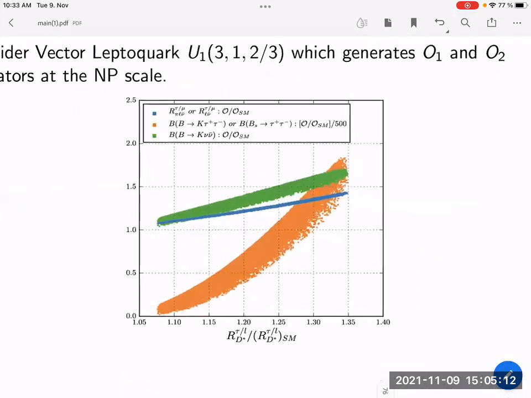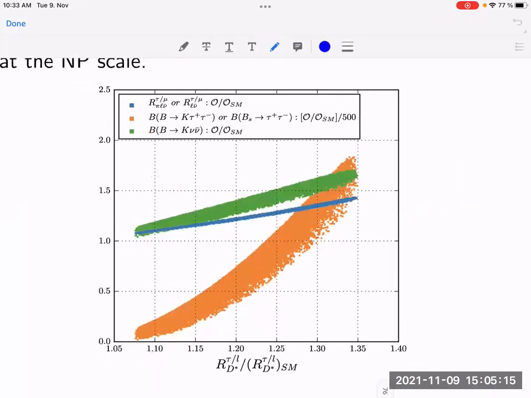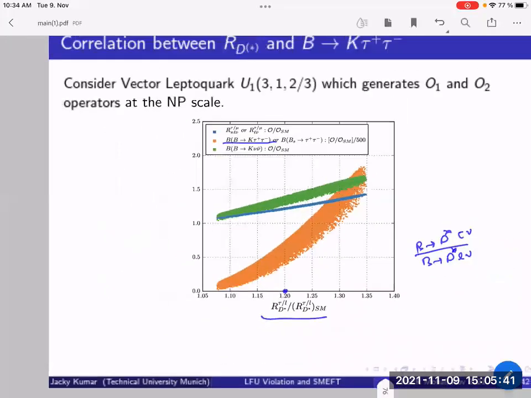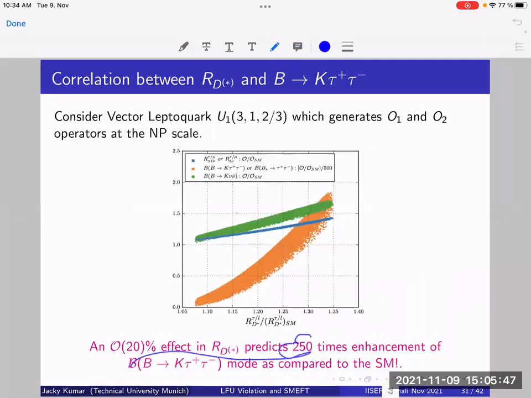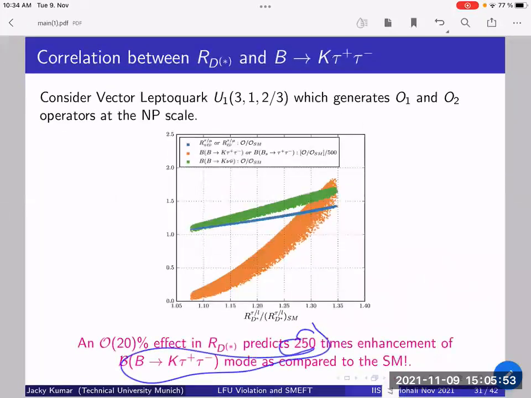So if I plot here the RD observable, which is basically the B to D star tau nu over B to D star l nu ratio, as compared with B to K tau plus tau minus, you see that if you demand any deviation from the standard model, because the standard model value is almost 1, for example a 20% deviation in RD star, you predict about 250 times enhancement in the B to K tau tau mode. This is just because of SU(2) invariance. So these are interesting correlations.